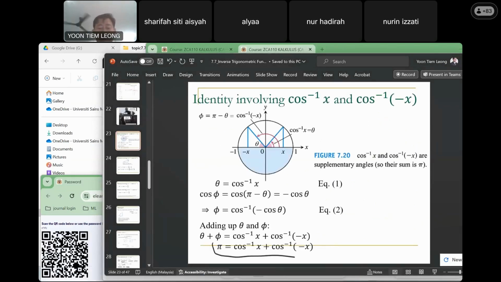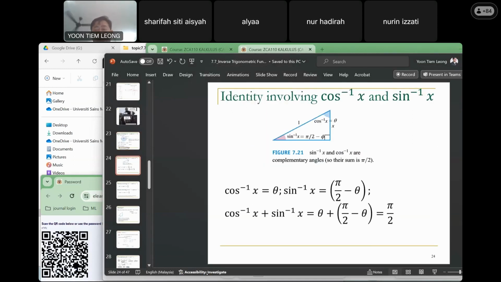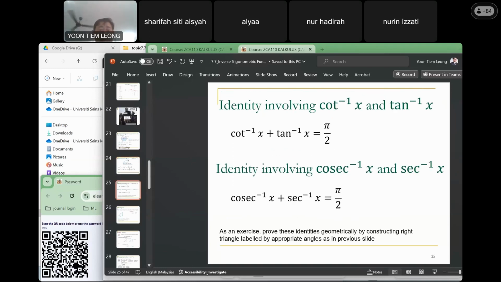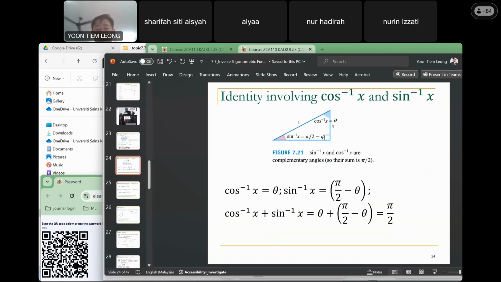So I have just proven this simple identity. For your information, this identity would not be used a lot. The more relevant identity that we will show to have some usefulness is the identity that involves the sum of arccosine and arcsine, as well as the sum of arctangent and arccotangent, and the sum of arccosecant and arcsecant. We're going to show you, for example, how to obtain the relationship between the arccosine and arcsine.